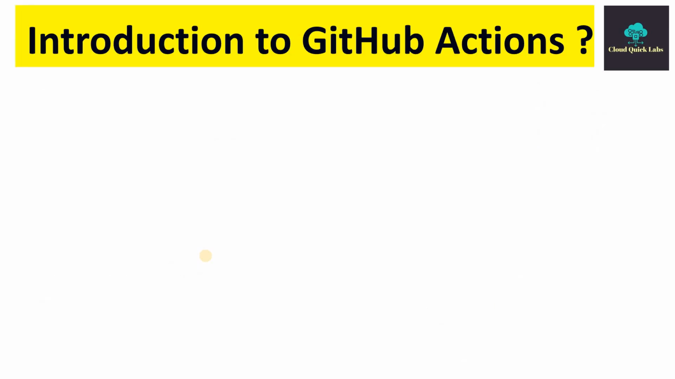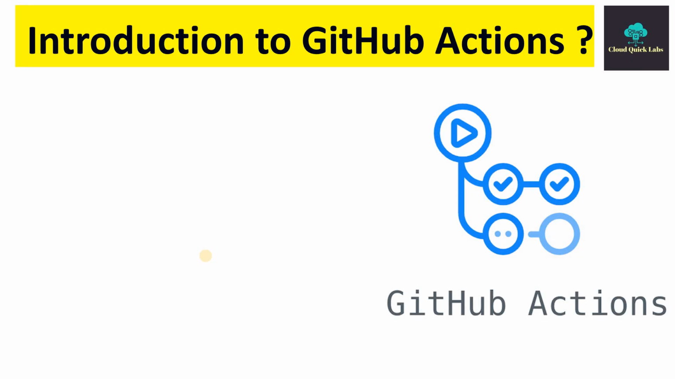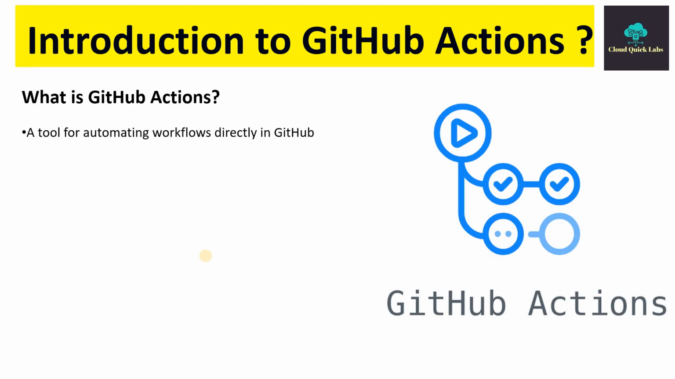So let's go to the next concept, that is introduction to GitHub Actions. This video is to enable you to understand what GitHub is, how to use it, and also the integrated tool, GitHub Actions, which is used for CI/CD purposes. That's where we want to introduce GitHub Actions. This is how the logo of GitHub Actions looks like. Now, what is actually GitHub Actions? GitHub Actions is a tool for automating workflows directly in GitHub.